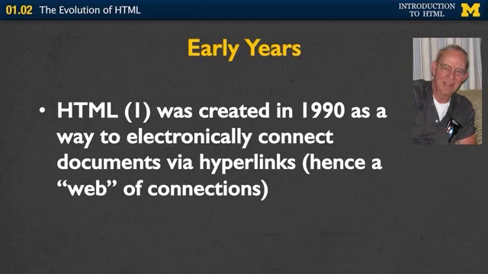HTML was created in 1990 as a way to electronically connect different documents via hyperlinks, hence this idea of a web of connections. What was happening is that scientists were using the internet to list their different research papers, and you would have a long list, each paper independent of the other. But HTML gave you ways that you could read a paper and right within the text link to another exciting physics paper.